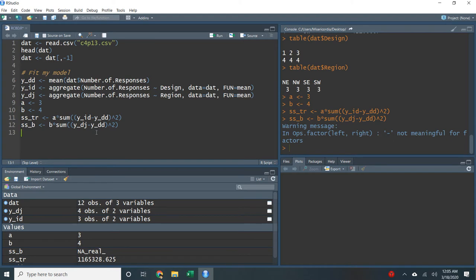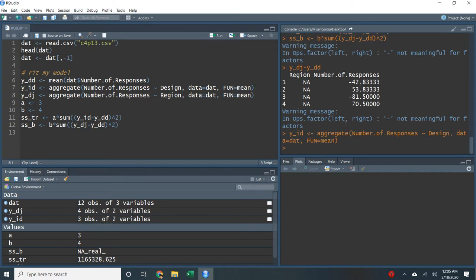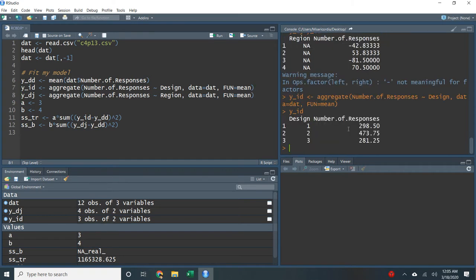Oops. What did we do wrong? Not meaningful for factors. Nope. Oh, I have an idea of what happened. Looking at this, aha, I see. Instead of just listing my mean responses, which should be the second column, I accidentally assigned it the whole matrix. So I need to tell it to just take the second column from this aggregate matrix. I'm going to use my bracket notation and do comma 2 to indicate the second column.